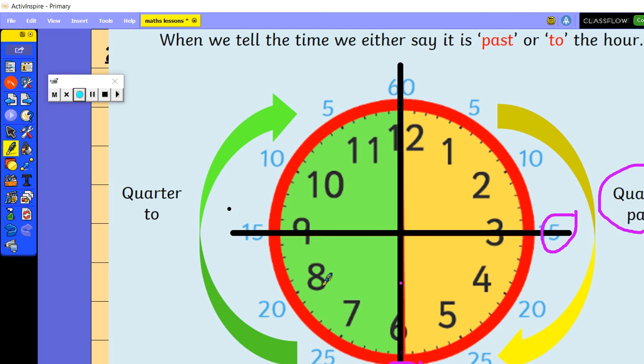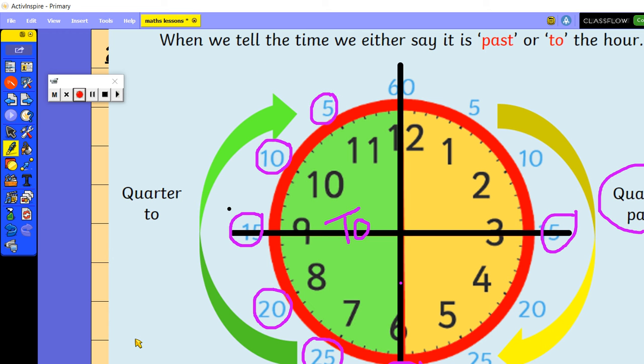Now you can see here, this time here and this time here reflects the time on the opposite side of the clock. And that's because this side of the clock is the to side. So we're actually getting closer to the next hour. So we can actually say it's to the hour. So I'll explain and show you what I mean by this.